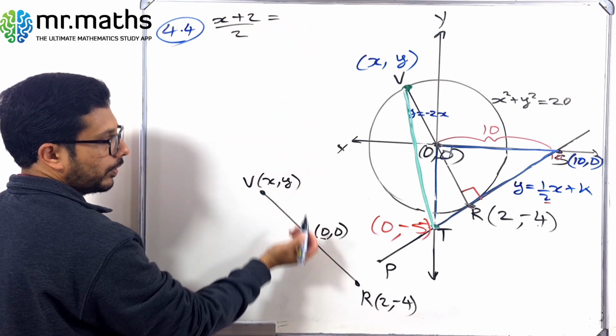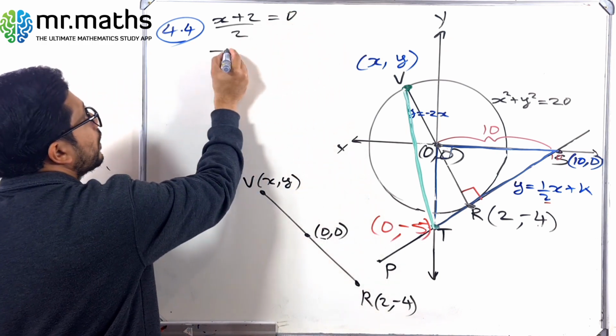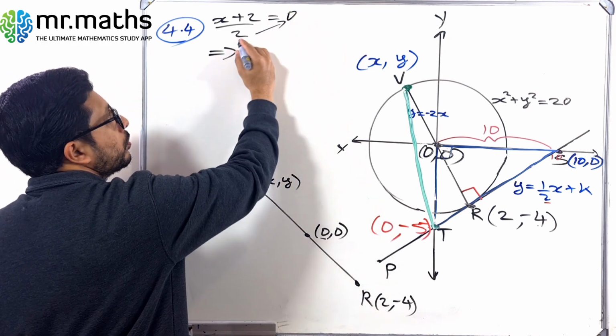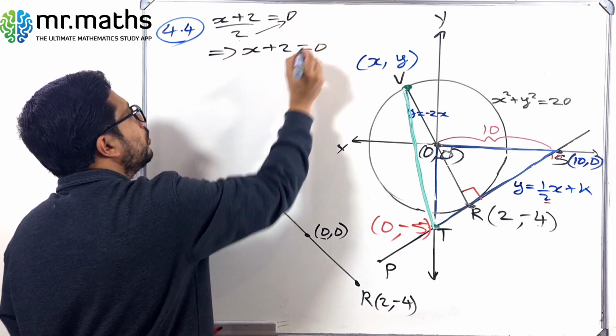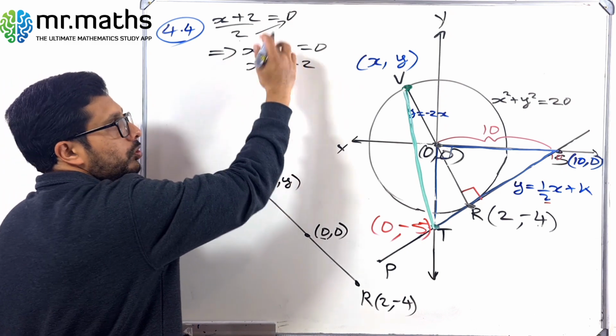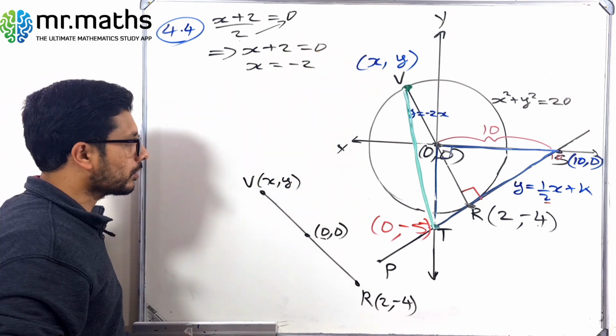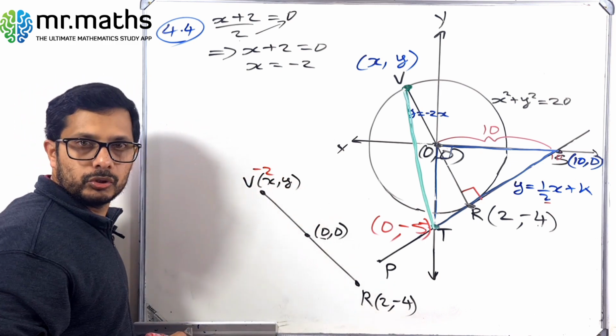What is the answer? The midpoint x value is 0. So from there, what is the x value? Cross multiply these. 2 times 0 is 0. So it means x plus 2 is equal to 0. So what is x here? x is equal to, take this plus 2 to the other side, so it is minus 2. So here the x value is minus 2.